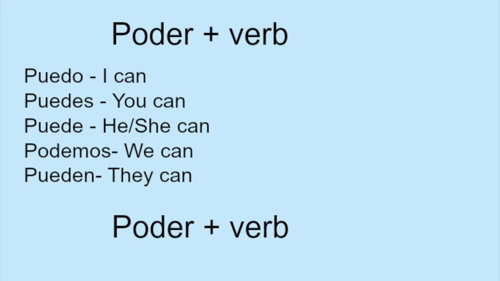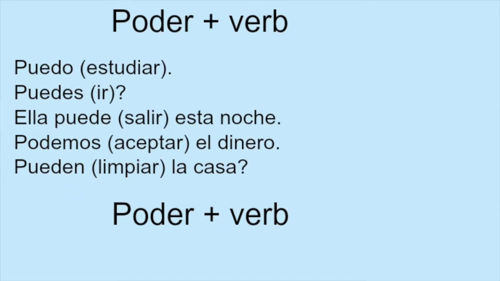Now we're going to take a look at poder plus verb. You all noticed that with tener plus the verb, you had to put que in between. Here, it's just poder plus verb. There's nothing in between. Whenever it just says verb, that means you're not going to conjugate it. So poder plus verb is literally the conjugation plus the verb. Don't conjugate the verb. It's kind of the same way as tener. So here are some examples.